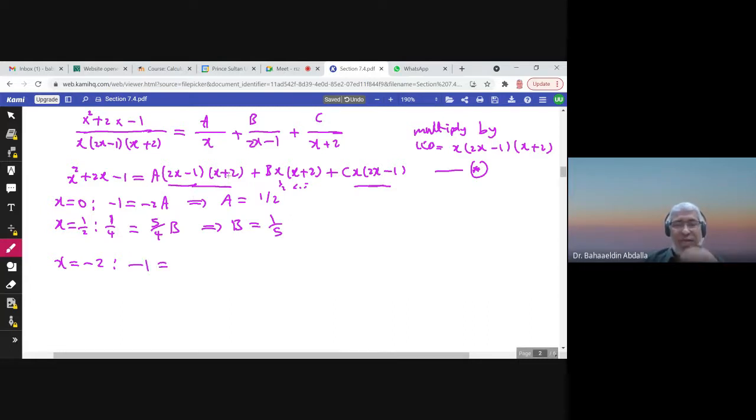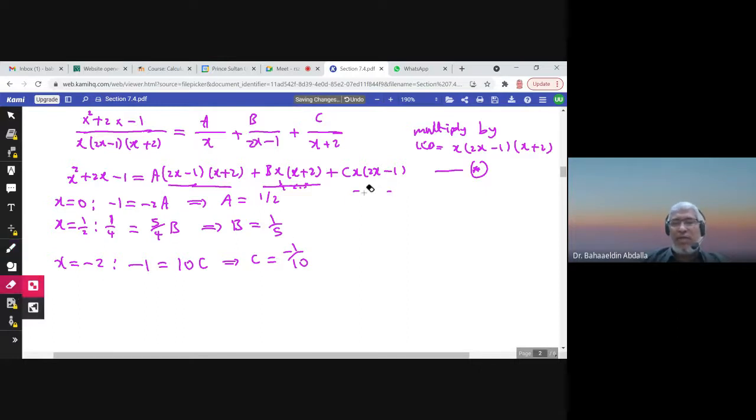If I replace x with negative 2 in the first term, it will be cancelled on the right-hand side. Also in this term, it will be cancelled. But the third term will not be cancelled. X is negative 2, so negative 2 times 2, negative 4 plus negative 1, that's negative 5. And x here is negative 2. Negative 2 times negative 5, that's 10. So I have 10c, and c would be negative 1 over 10.